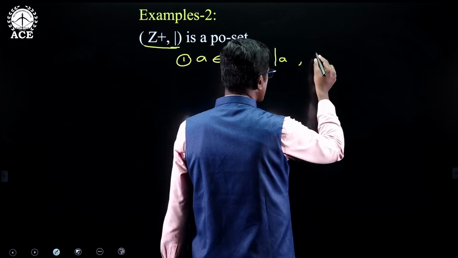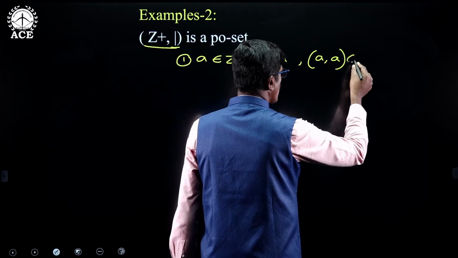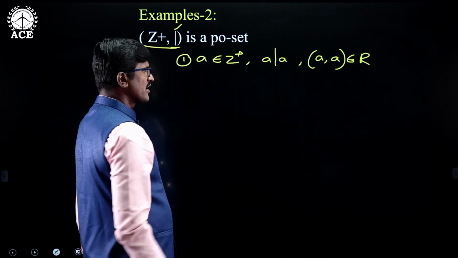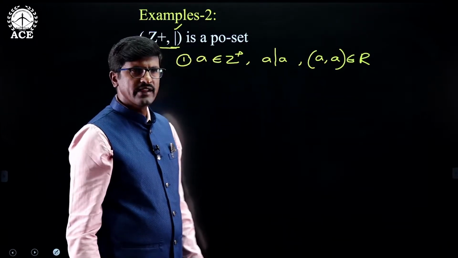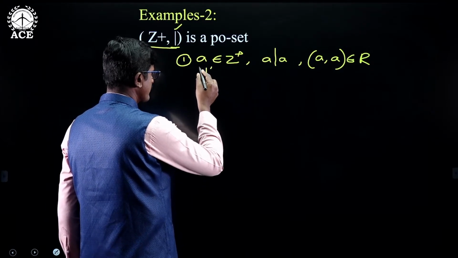So here A divides A is nothing but (A, A) belongs to R. The relation R is divisibility. That is, every element is going to divide itself. So therefore R, that is divisibility, is reflexive.